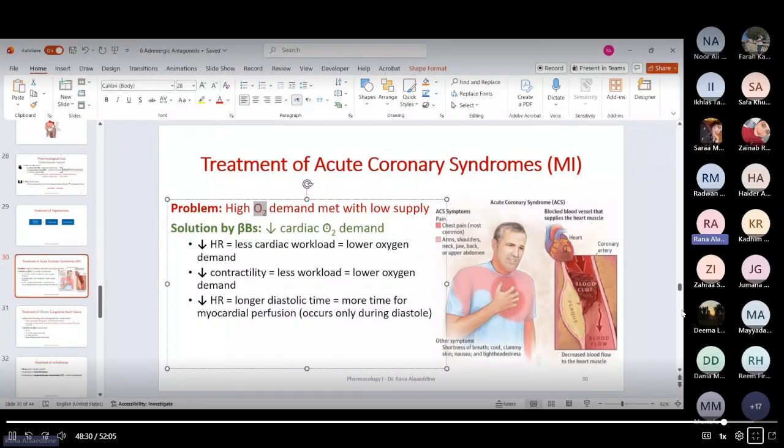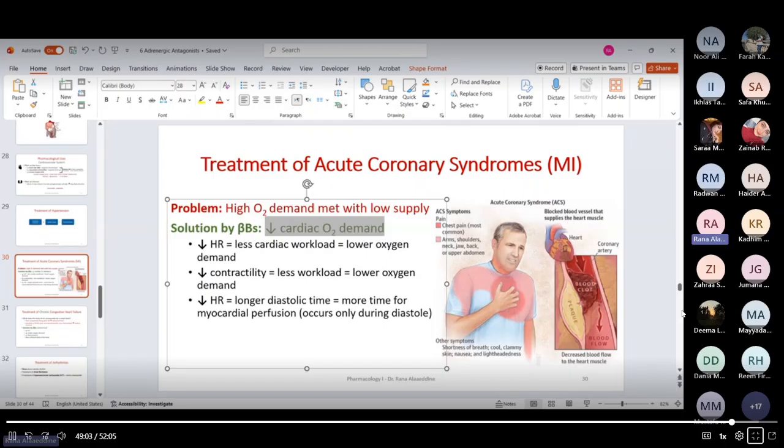So what's the first approach? You want to decrease the oxygen demand or the need for oxygen. How do I decrease the need for oxygen? By making the heart pump slightly less. How do I make the heart pump slightly less? By giving a beta blocker. Make sense? Make sense, you guys? Again, guys, I want to know if you're understanding.